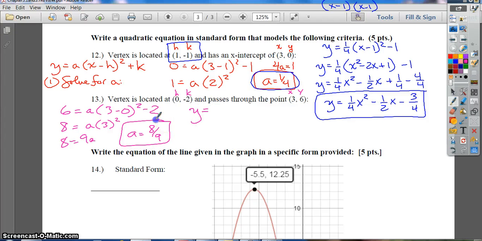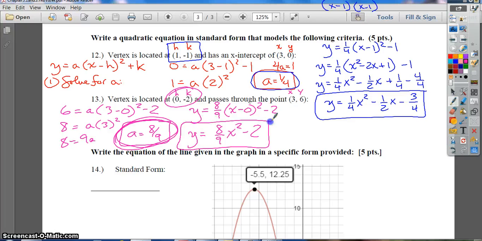So y equals, I use this guy and this guy again, 8 over 9 times (x minus 0) squared minus 2. So this is 8/9 x squared minus 2. That's standard form. So 13 is not a bad guy at all. It's actually pretty user-friendly. All right, 14 is the last one.